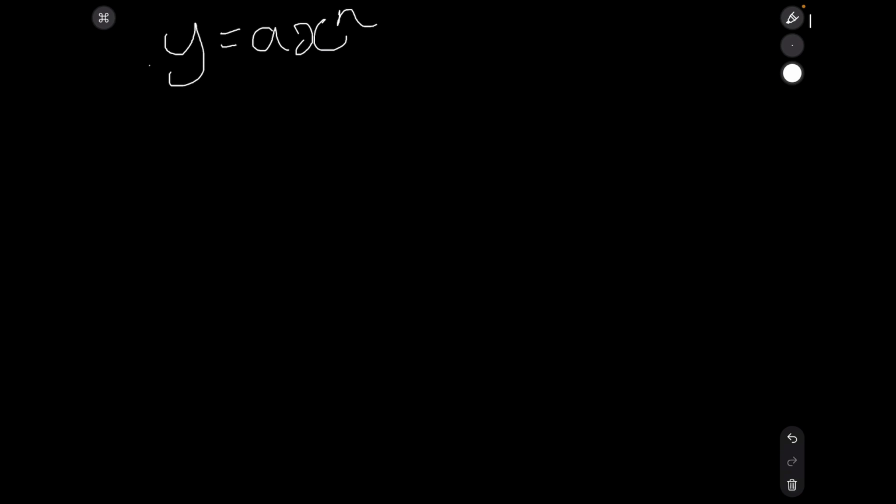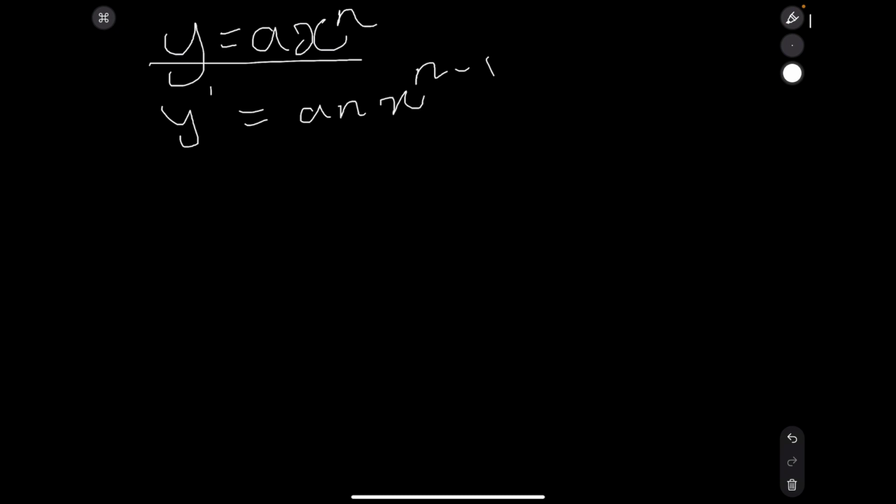Suppose we had a function y equals ax to the n. If we're going to differentiate this, it would look something like y dash equals an x to the n take 1. So let's have a look at what we actually have done here. We've taken this exponent of the original function and we've minused 1 from it. We've also taken this exponent from the original function and multiplied it at the front of this function, as you can see here.